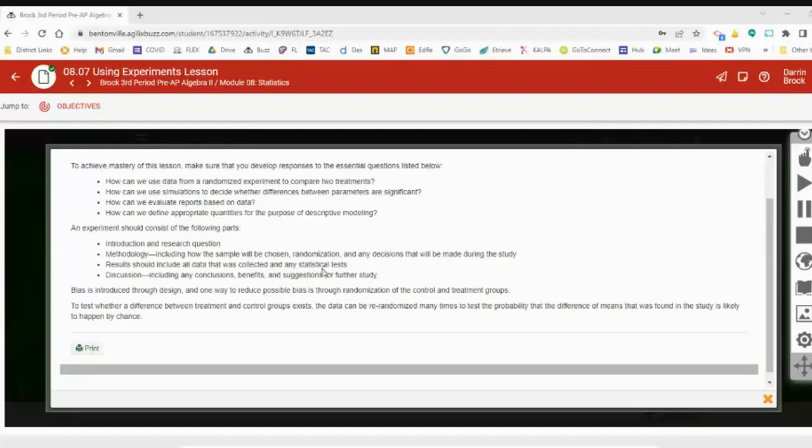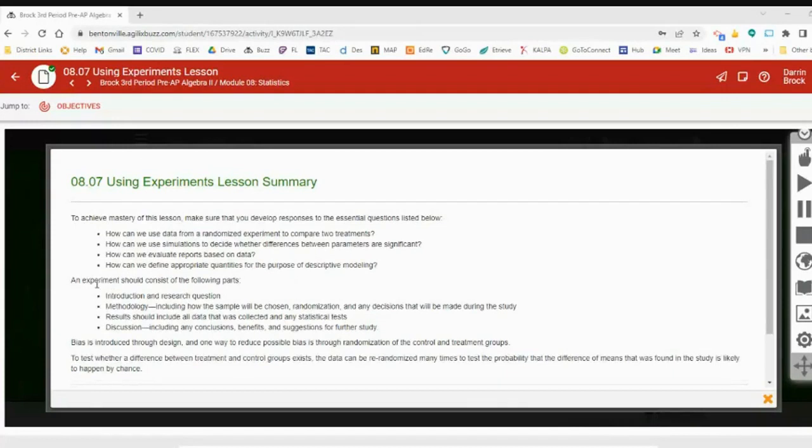And then in lesson 7, it's about using experiments. And the important thing is the terminology in there. Make sure you're learning the vocabulary. Let's see, I'm looking for the summary. I believe it is on page 4. All right. Main things. One of the big things to learn: an experiment should consist of the following parts. So the introduction and research question, the methodology, the results, and the discussion. Right. So the parts of an experiment. And bias is introduced through design. And one way to reduce possible bias is through randomization of the control and treatment groups.